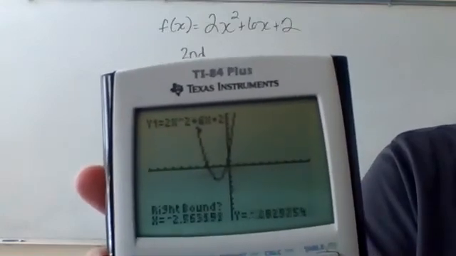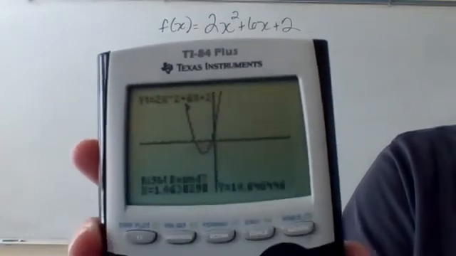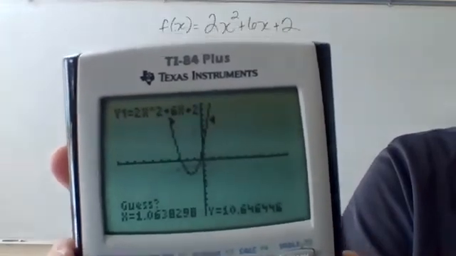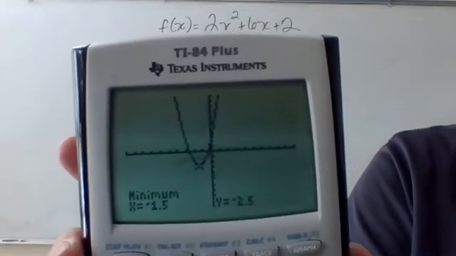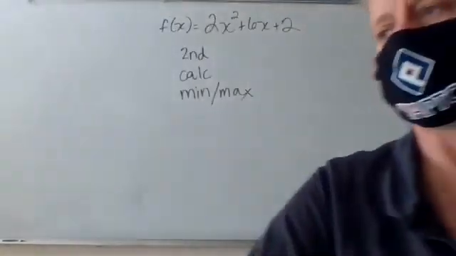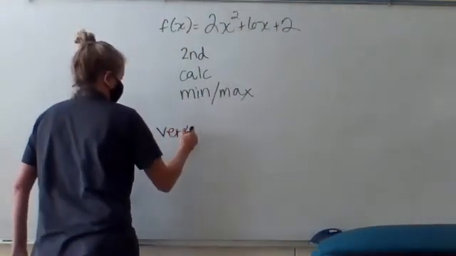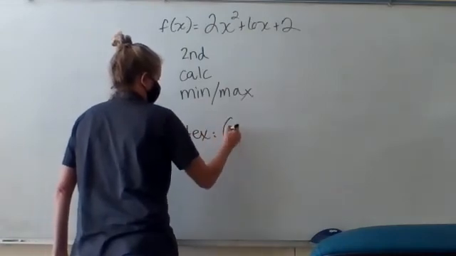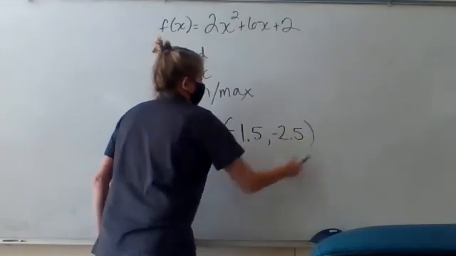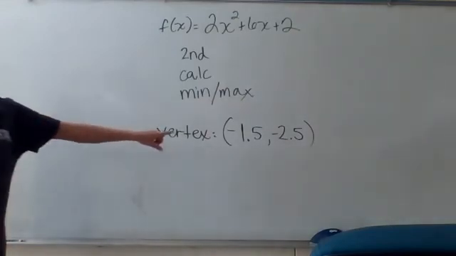You're going to need to move your right arrow and get it across the vertex anywhere over here on the right side, and hit enter again. Hit it twice. So there is your vertex, negative 1.5, negative 2.5. Here's the thing. In a minute, when I'm graphing, I'm going to need to know those decimals.